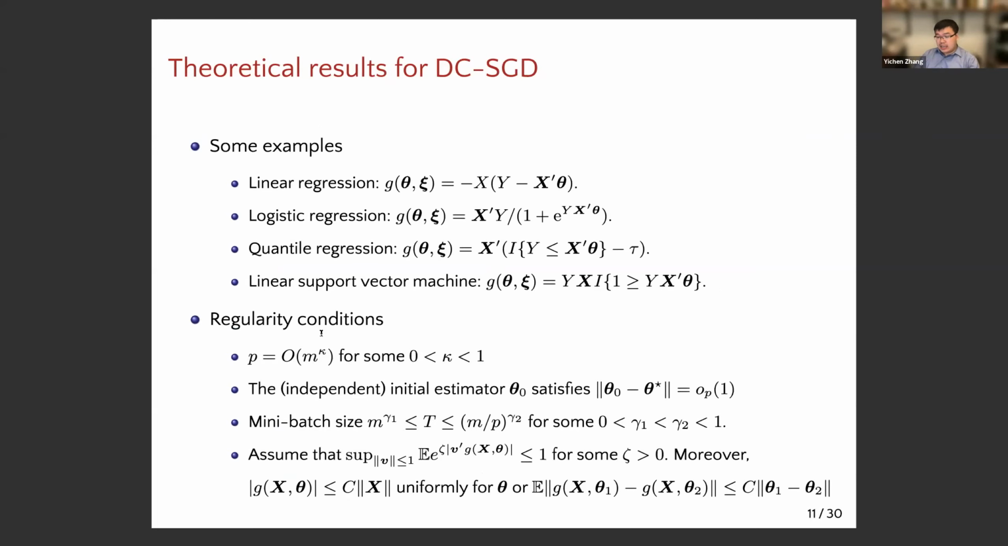Here are some examples. We talk about linear regression, logistic regression, quantile regression, and linear support vector machine. Although quantile regression and linear support vector machine are not differentiable, we can use the subgradient to define the gradient G, and it's still well defined here. And I also listed some regularity conditions that we need for our theorem.